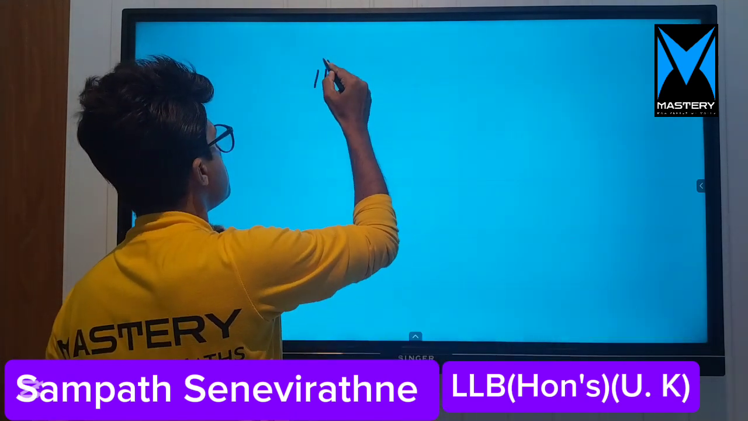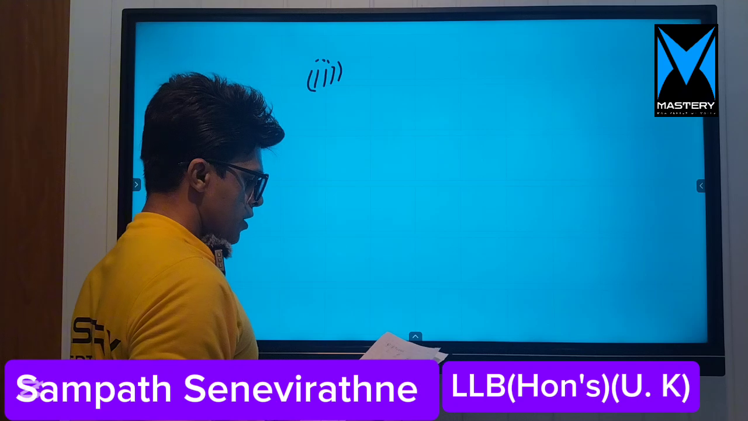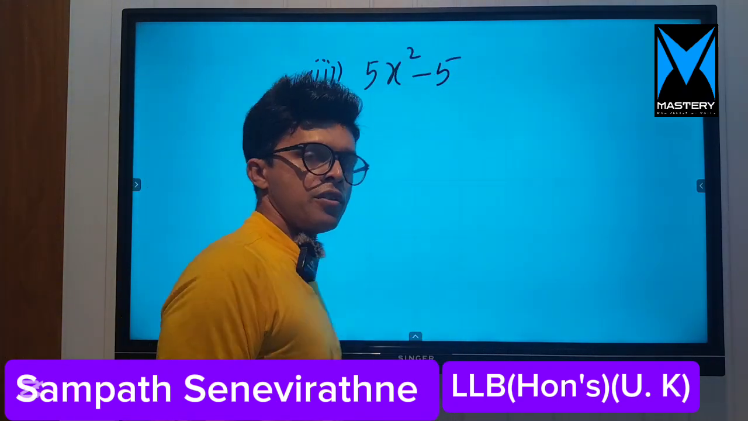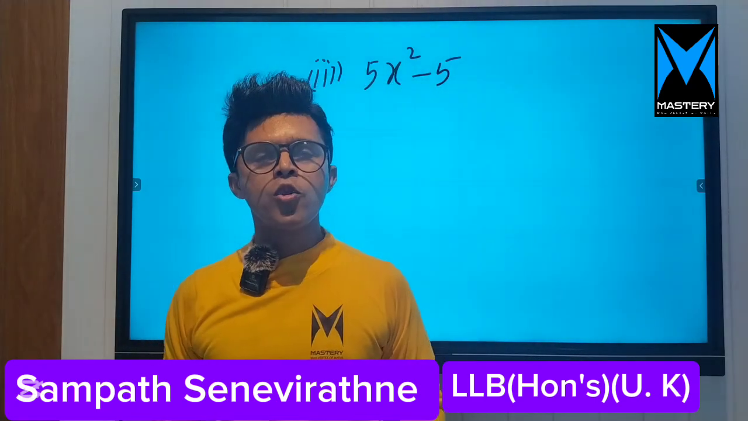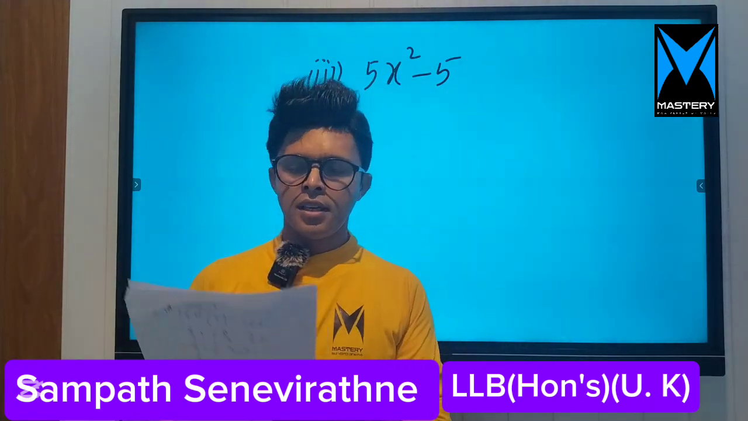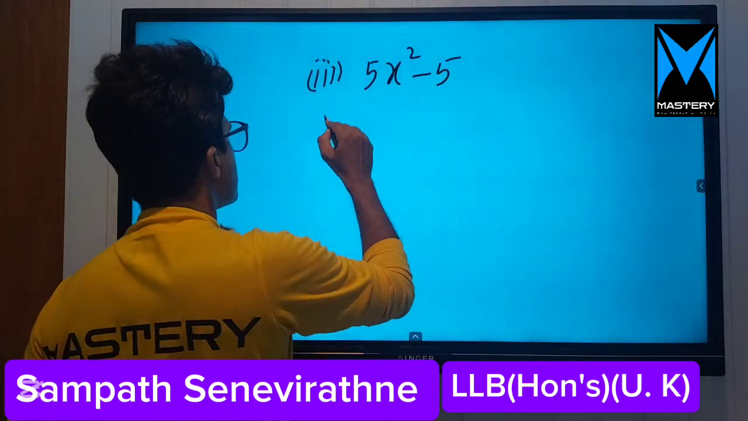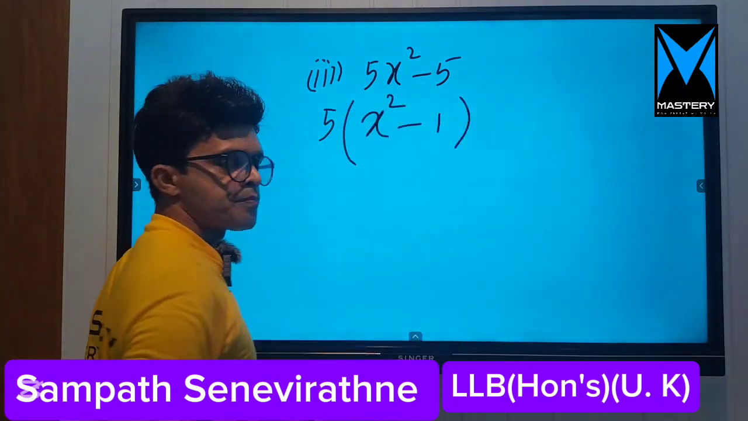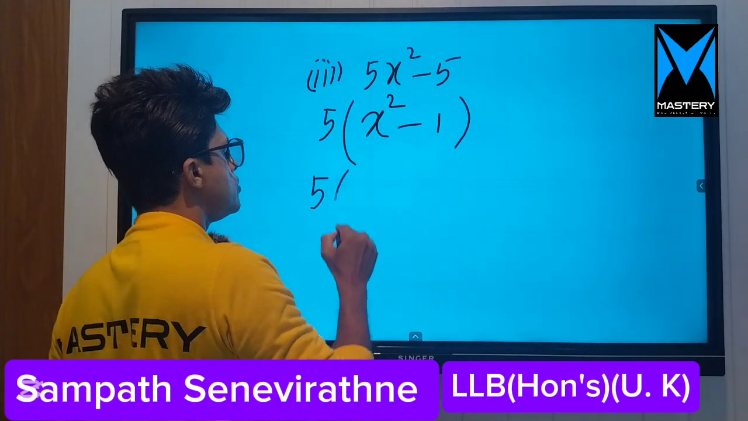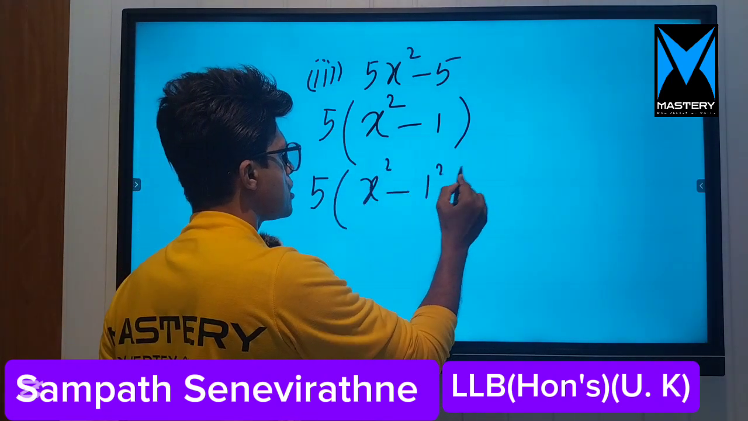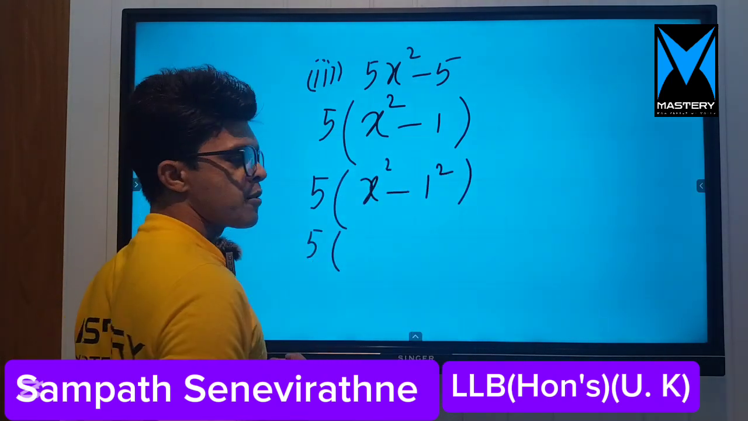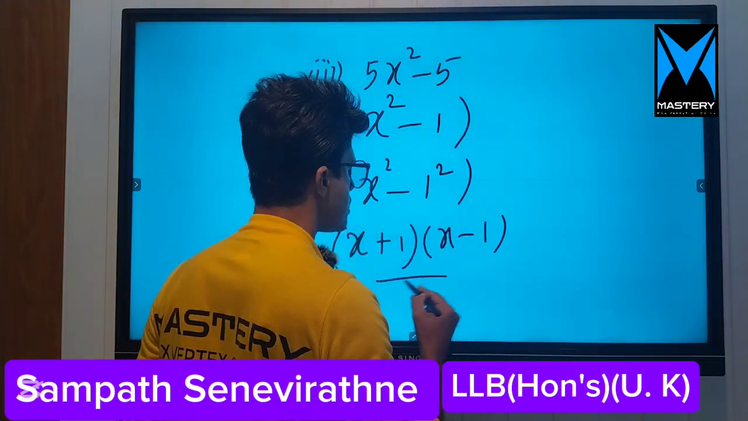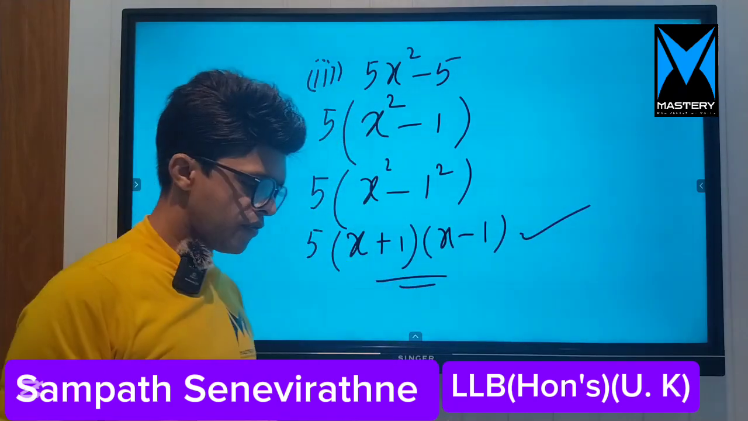Third question of part A. Yeah, this one: 5x squared minus 5. How do we do this? You could get 5 as the common factor here. Then 5 times x squared minus 1, and 1 equals 1 squared. So x squared minus 1 squared means x plus 1, x minus 1. These are the factors.